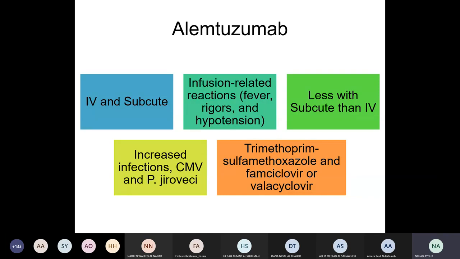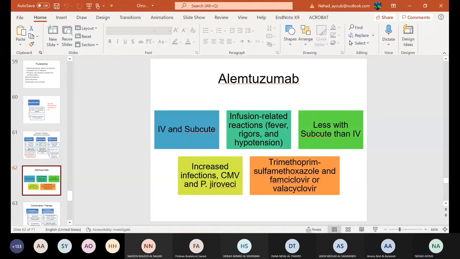طيب خلينا نوقف هون عند الالمتوزوماب. ما حدا يطلع لو سمحتوا. Okay. طيب I downloaded attendance list. رح نوقف هون بنكمل CLL المحاضرة الجاية إن شاء الله.